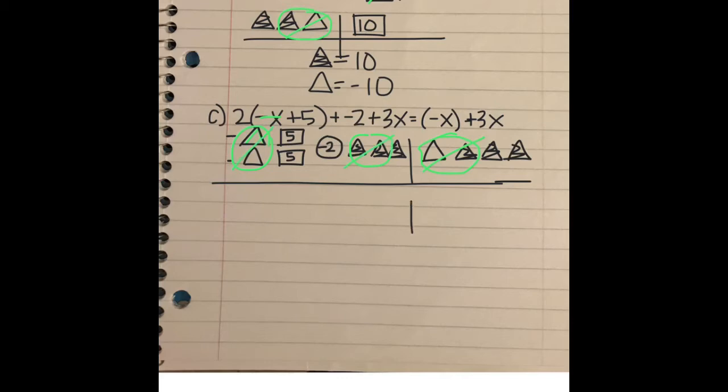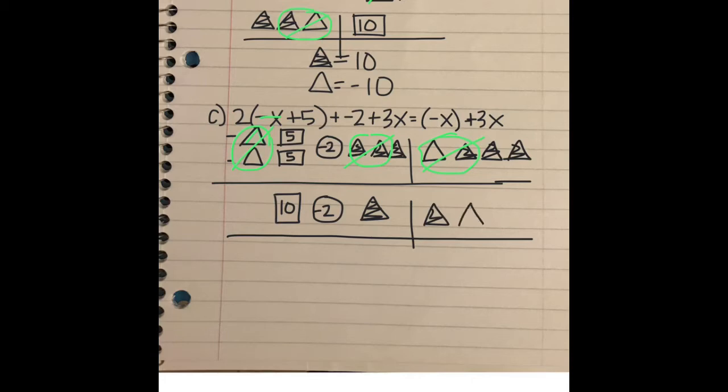I'm going to do a rewrite to stay organized. So I'm going to combine my 5 and 5 here, and I've got a positive 10 and a negative 2 and an x on the left, and I've got 2 x's on the right. So I'm going to focus in on those numbers, and if I know I can make a 0 pair, then I can cancel this out with a positive 2 and a negative 2.